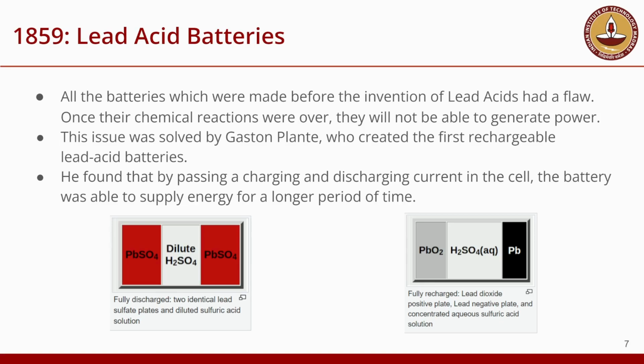He found that by passing a charge and discharging the cell, this battery was able to supply energy for a longer period of time. Once the lead acid battery was developed, a lot of scientists were fascinated by the working of this cell and attempted to improve its performance.